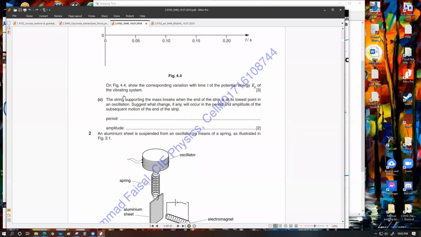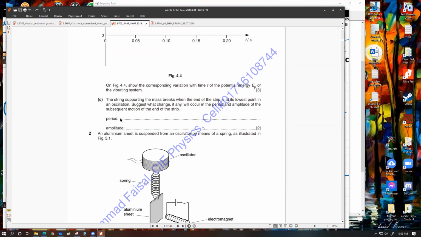সি নাম্বারটা দেখি। সি নাম্বার বলছে the string supports the mass. The string supporting the mass breaks when the end of the strip is at its lowest point in an oscillation. বুঝো, oscillation হচ্ছে কোনো একটা সময় when the mass is at its lowest position, somehow the string disconnected at that instant. So the mass is at its lowest position, which means your meter rule body is bent to its highest amount of curvature on the lower side and it has the maximum potential energy stored within itself.